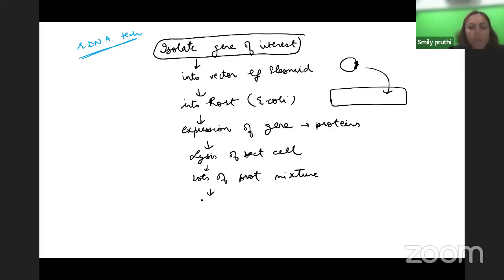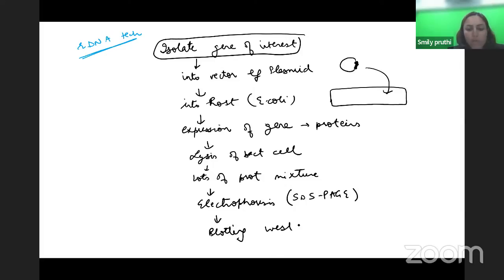Now we need to separate the protein mixture. To separate, we'll do electrophoresis. SDS-PAGE is a type of electrophoresis which is most commonly used. Then to visualize, we'll do blotting. For proteins, which blotting do we do? Western blotting is done for proteins. And then elution means extraction of these proteins can be done. So these will be the detailed step sequence in recombinant DNA technology, right?